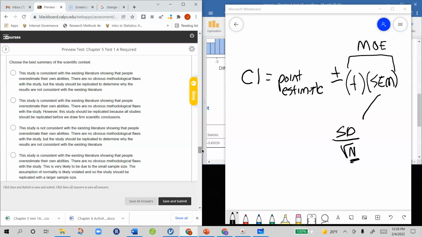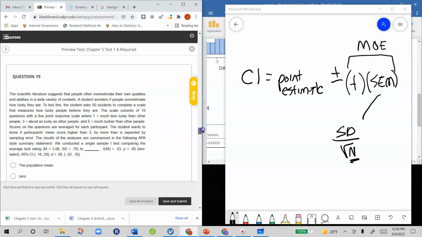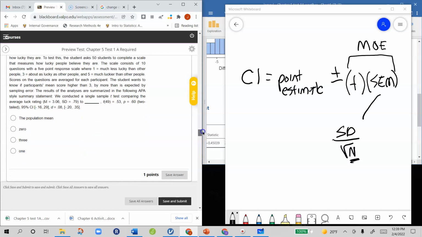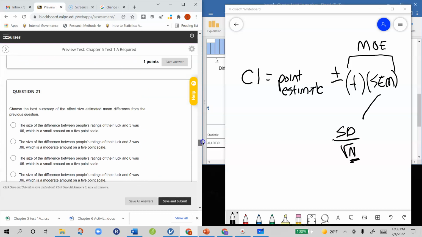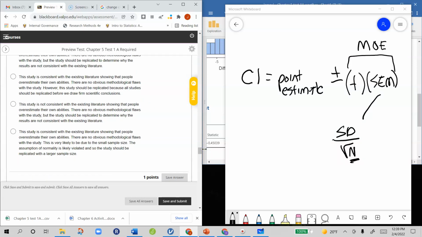We also don't have any information about methodological flaws in the study, but we should probably replicate the study to determine if there are any issues there. Okay. Now, the question we have here is, are there any problems with sample size in this study? So if we go back and look at our sample size, we can see that our sample size was 50. We had 49 degrees of freedom with a sample size of 50, which is fine, right? That is not an overly small sample size.